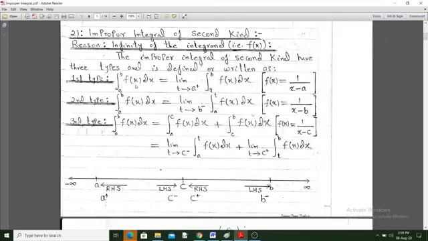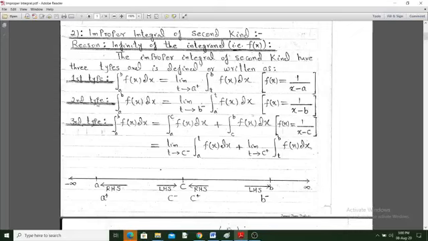We solve this integral simply like this: we write limit t tends to a positive, integral t to b f of x dx, and then we just integrate this integral, and at the end put t equal to a. Put t equal to a positive means we move towards a only from the right hand side.